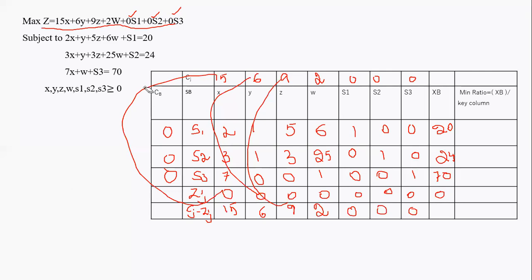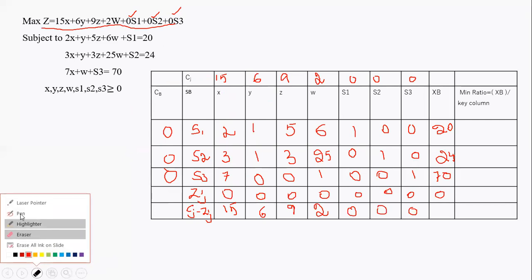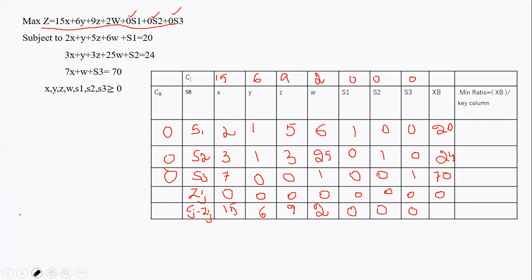Once we find the Cj minus Zj values, we are supposed to check: are all Cj minus Zj negative? No, we do not have all the values as negative or equal to 0. There exist some values which are positive. After this, we need to find which is the maximum value of Cj minus Zj. Maximum is 15. So now we call this the key column.